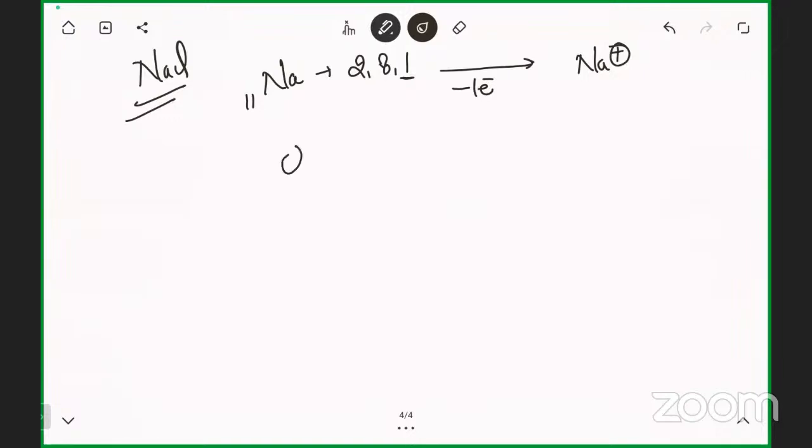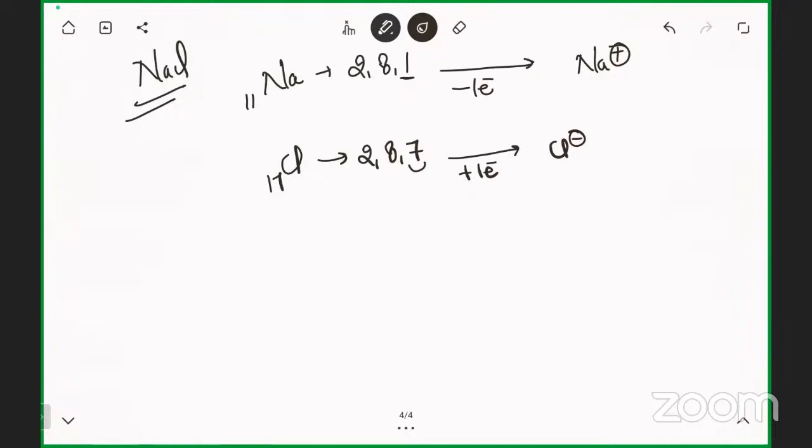Second thing, Cl has atomic number 17. It will accept an electron because it has 7 electrons in the outermost shell. If it gets one electron, it will be satisfied by the octet rule. So it will accept this one electron and become Cl-.